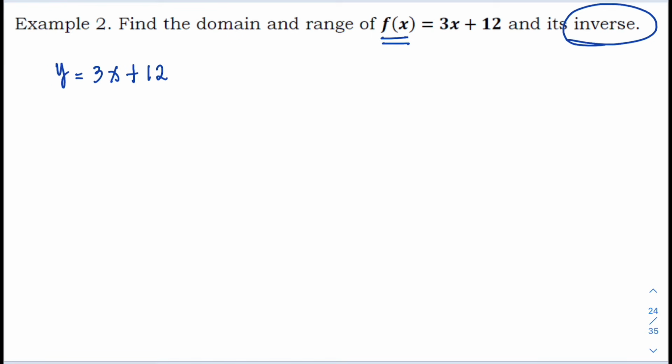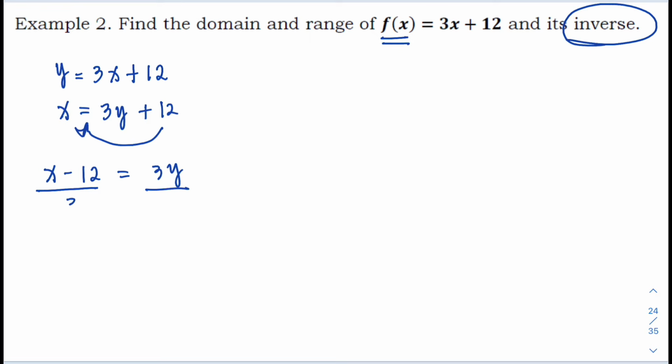Okay? So, ngayon, interchange natin si y and x. So, we have x equals 3y plus 12. Then, solve natin si y. So, lipat natin to. Sa left side, we have x minus 12 equals 3y. Tama? Then, divide natin both sides of the equation by 3 para ma-isolate natin si y. So, y is equal to x minus 12 all over 3.